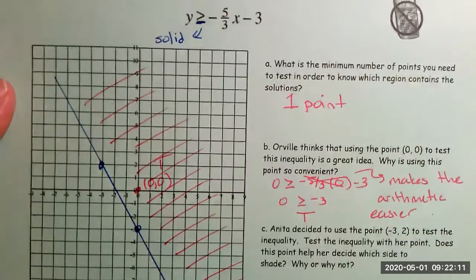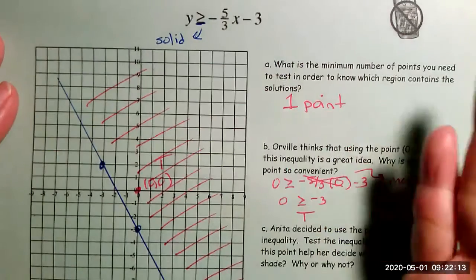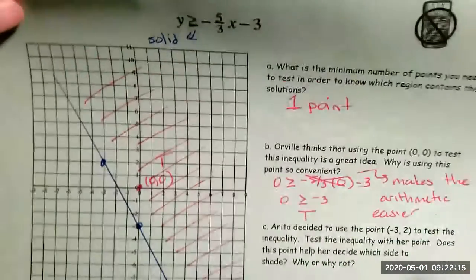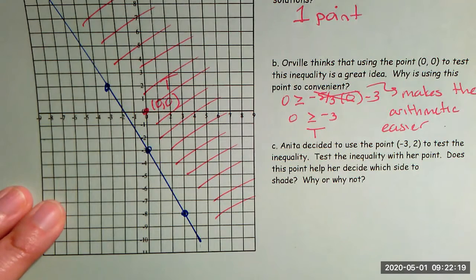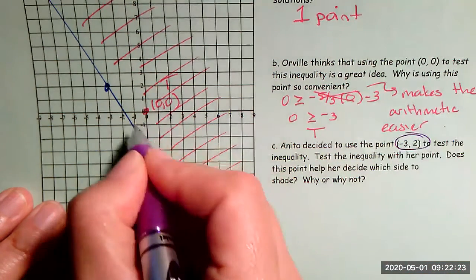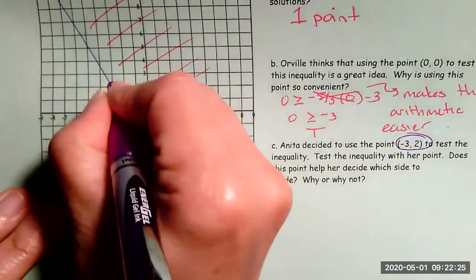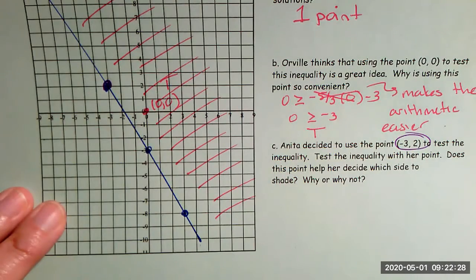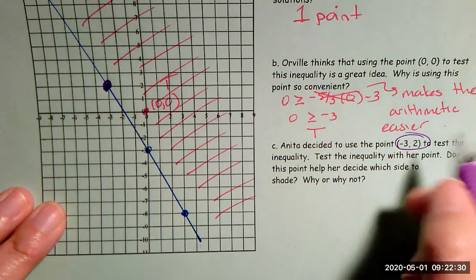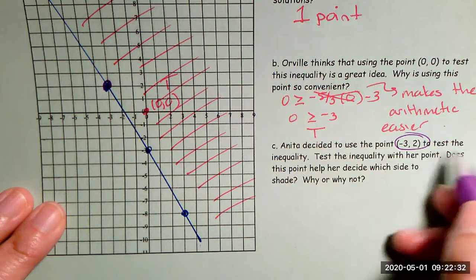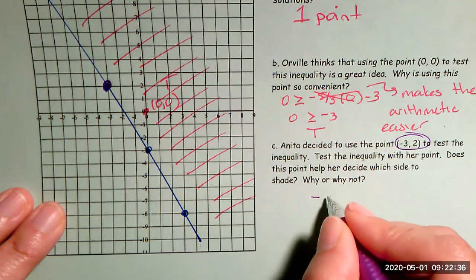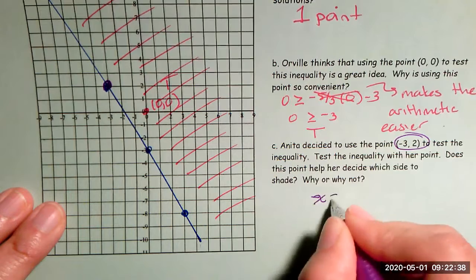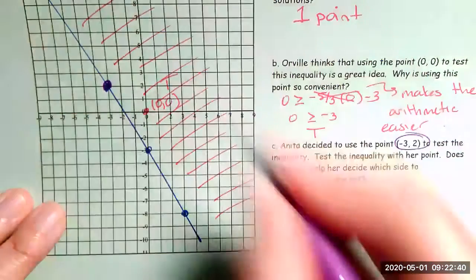All right. But remember, I said you could test 1 point, any point. It doesn't have to be 0, 0. So Anita wants to use negative 3, 2. Well, good for Anita. Let's see what happens when she chooses that. So negative 3, 2. Uh-oh. Okay, that's 1 point you can't choose. So it says she decides to test the inequality with her point. I'm going to go ahead and test it. So x is negative 3, y is 2, so I've got to plug that in.